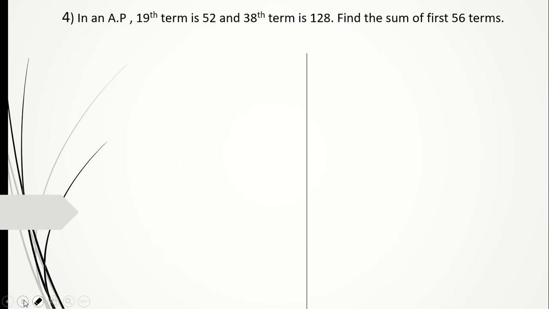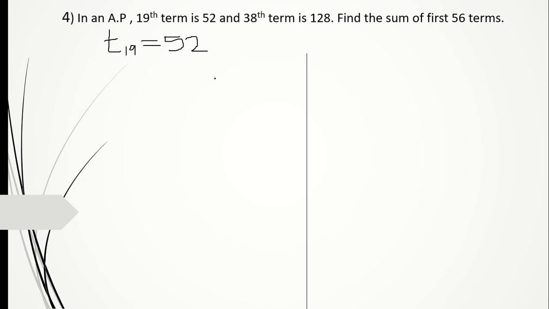In an AP, the 19th term is 52 and the 38th term is 128. Find the sum of first 56 terms. So this last part, just leave aside for a minute. Just concentrate on the first part, what is given. The 19th term, that means T19, is 52, they have given.